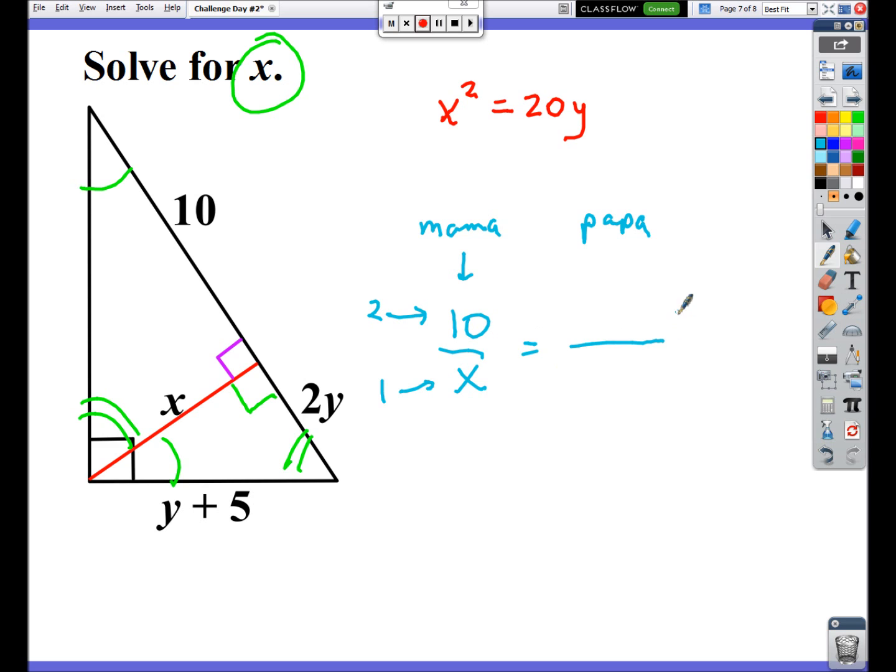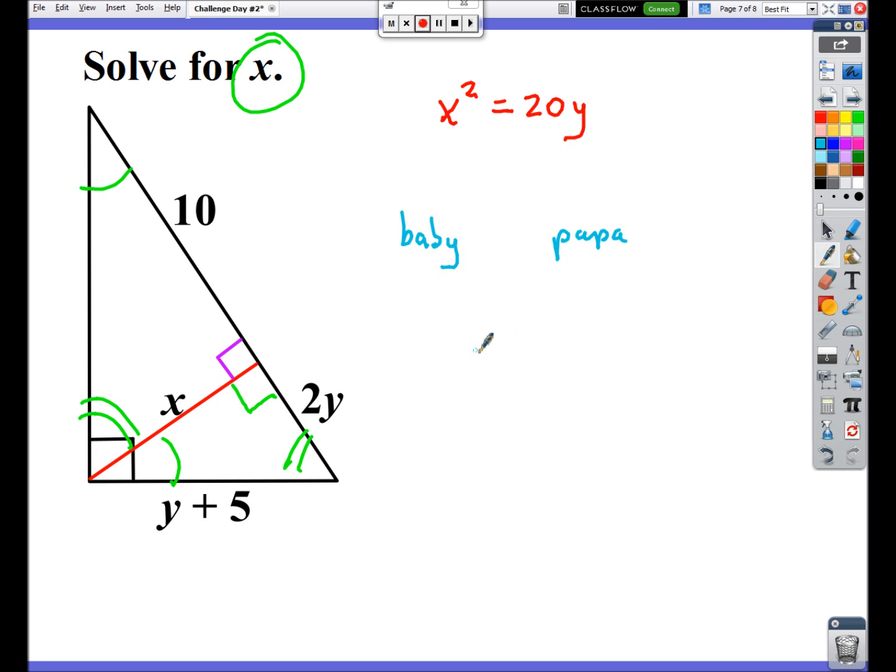So in the papa triangle, what does that look like? Opposite the 2 in the big papa. Opposite of 2, shoot. We don't know that. Okay, well, back to the drawing board. That means we can't use the mama and the papa triangle. So let's try using the baby and the papa triangle. Okay, so it's perfectly fine.